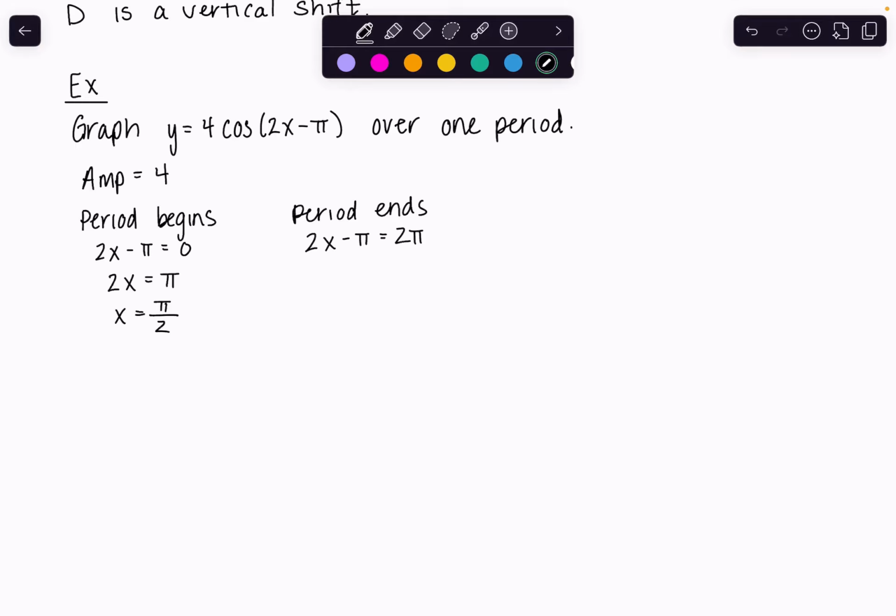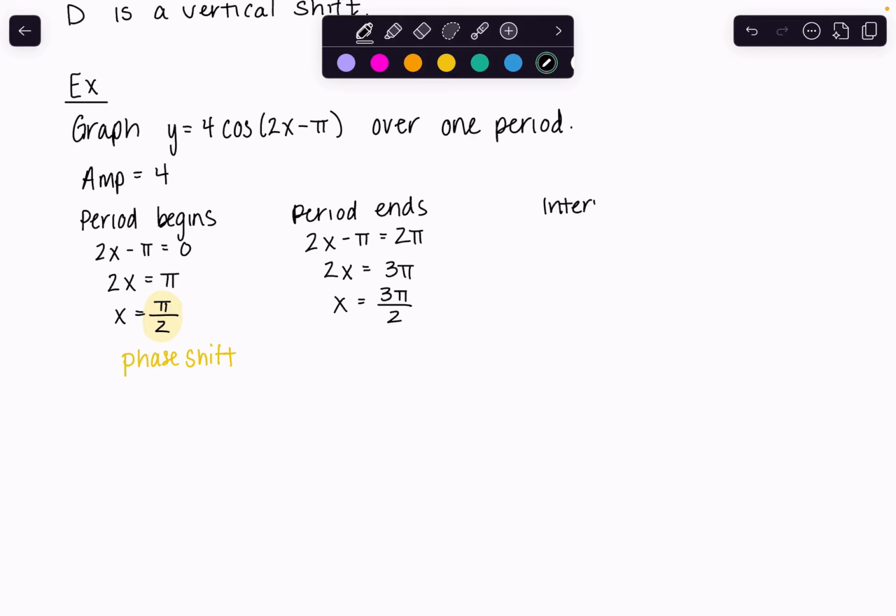So our graph is going to start at pi over 2. So instead of starting here at 0, I'm going to go ahead and push that forward, and it's going to start at pi over 2. So it's moved it to the right. So this value is my phase shift. Then to figure out what my ending value is, we again solve for x here. So if I add pi, that gives me 3 pi. Divide by 2 gives me 3 pi over 2.